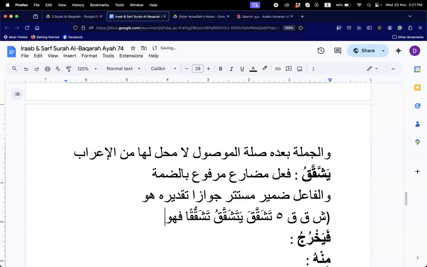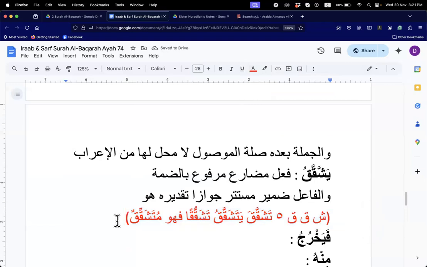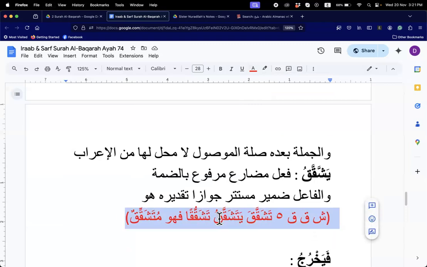Fahuwa mutashaqqiq, mutashakkik, mutashakkikun. Okay, but here, what happened? This is yashakkuku. What happens here? Because of his babi, the ta is changed into sheen, because there is a shadda in a sheen. Yes, so the ta can be changed to sheen and then it gets fused.